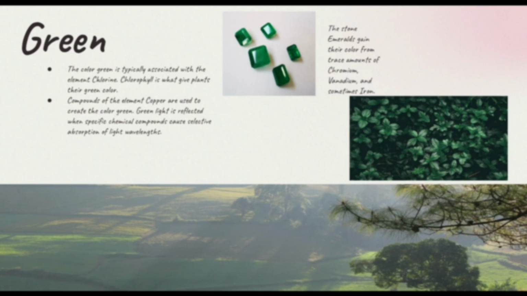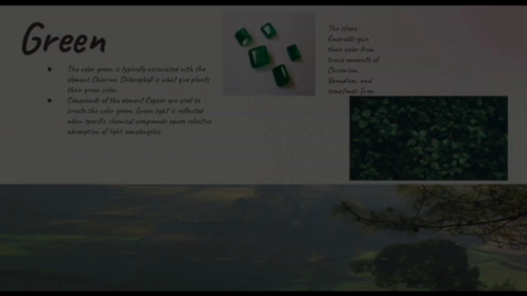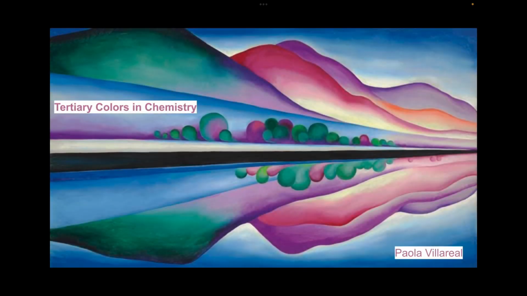The stone emeralds gain their color from trace amounts of chromium, vanadium, and sometimes iron. Tertiary colors in chemistry.